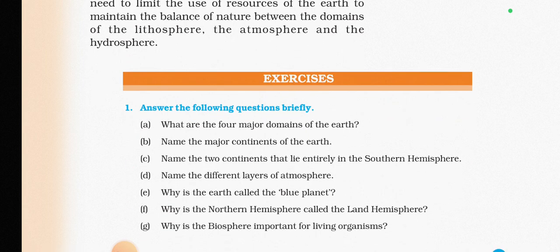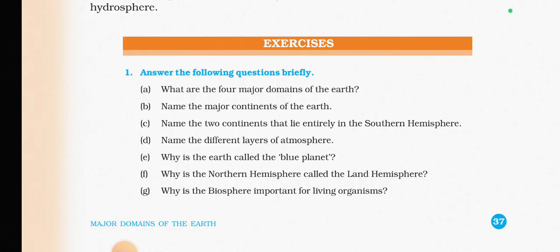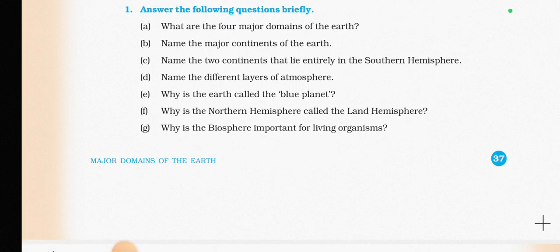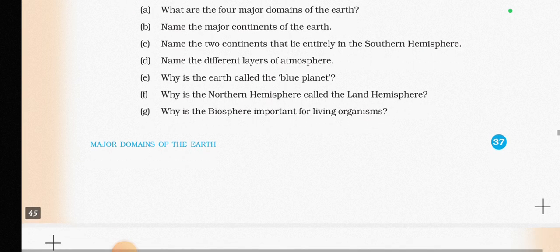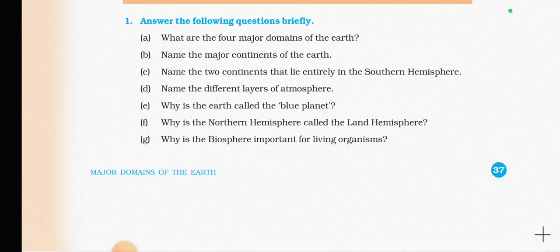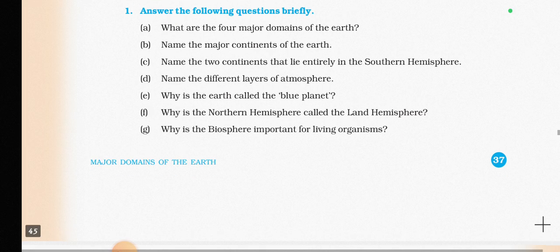Now you have the exercises. I'll read them. What are the four major domains of the earth? Name the major continents, as I've told you. Name the continents that lie entirely in the southern hemisphere. Name the different layers of the atmosphere. Why is the earth called the blue planet? Why is the northern hemisphere called the land hemisphere? And why is the biosphere important for living organisms? These questions are quite easy to answer if we have read this chapter nicely, so you can answer all of them.